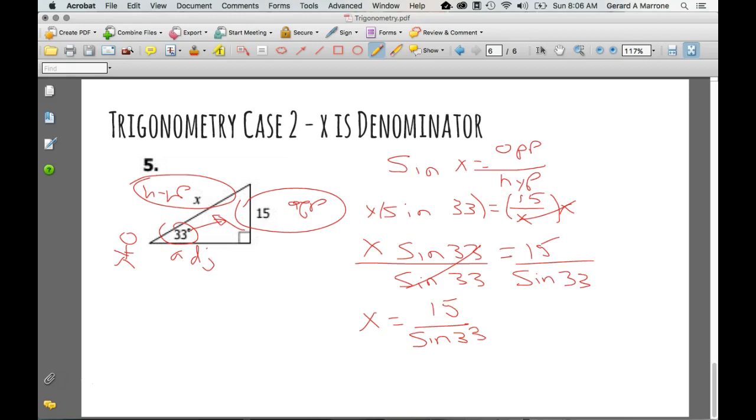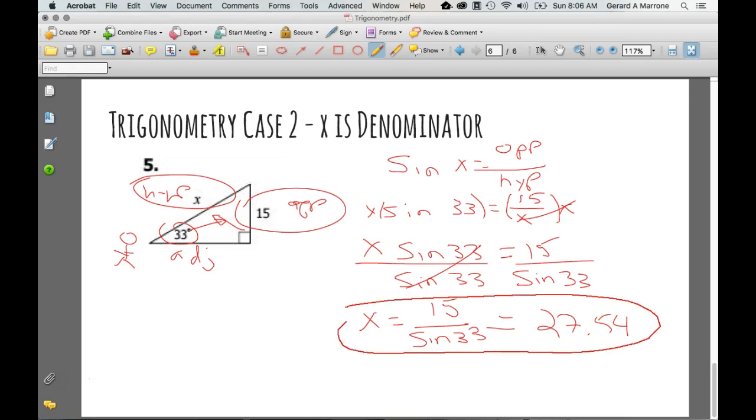And at this point, plug this into your calculator. Okay, and we get 15 divided by the sine of 33, and we end up with x equaling 27.54. Okay. Now, if you left it as 15 over the sine of 33, it would be an exact answer. We like getting decimals for these. So decimals are your friend. You're going to see decimals a lot in this section.